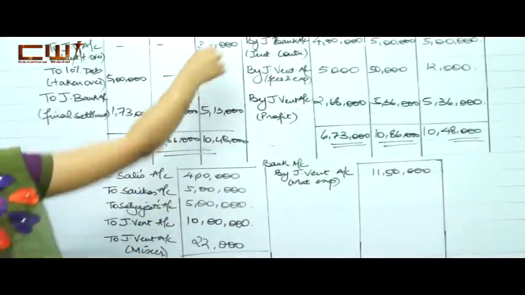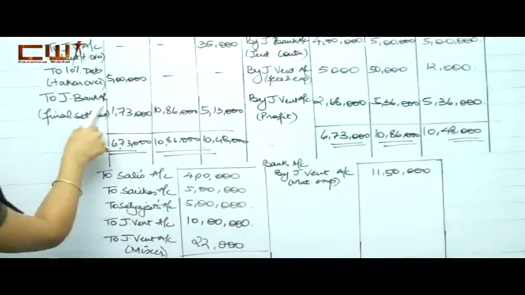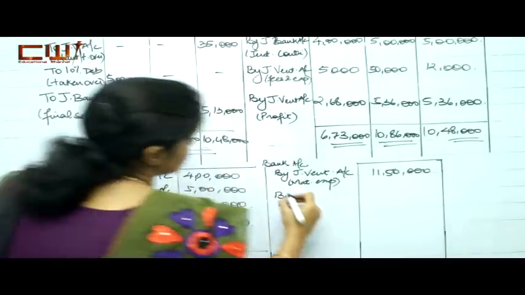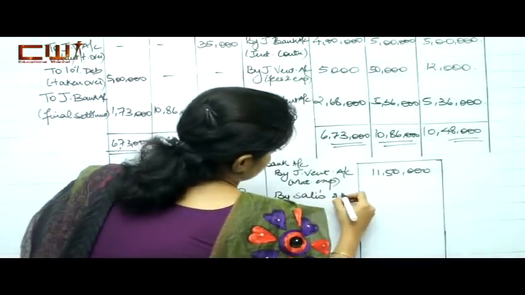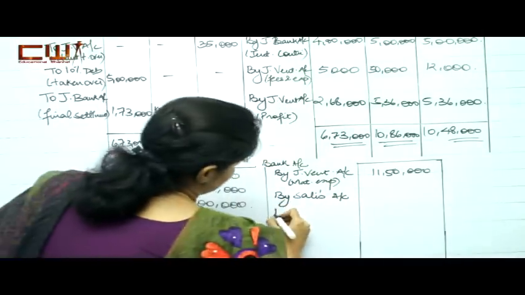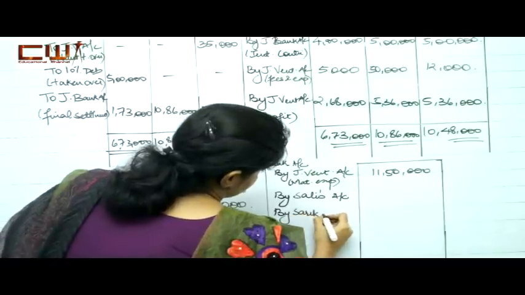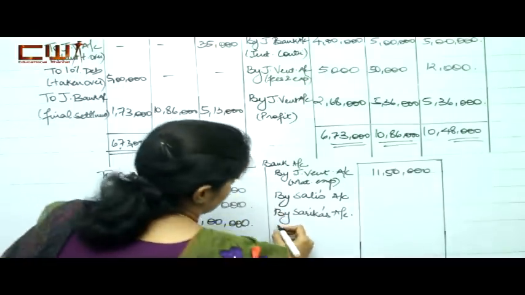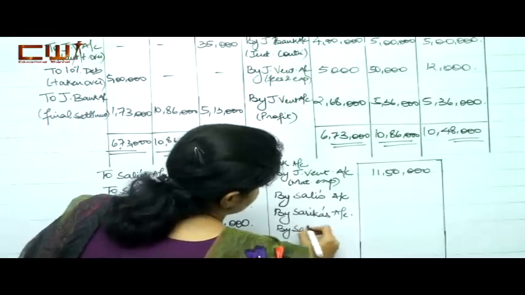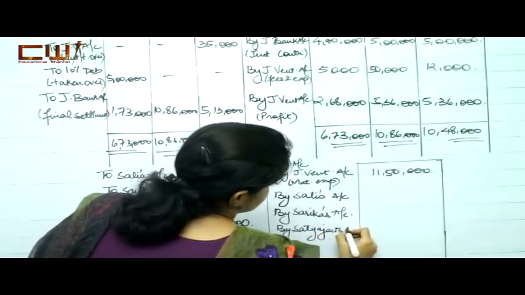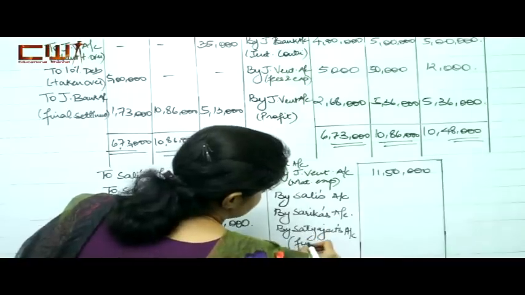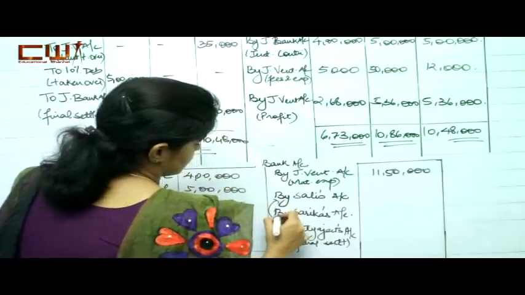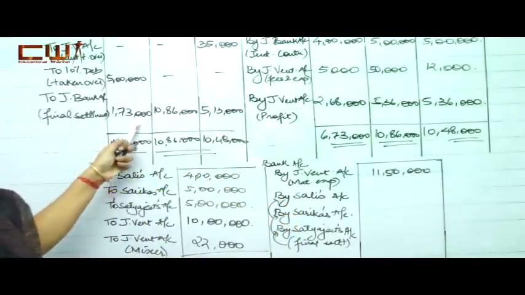You have all, see what you have written, co-ventures account to joint bank account. So in the bank account now you will mention this, right? By Salil's account, right? By Sarika's account, next by Satyajit's account. This is the final settlement. What all is there? This is the final settlement of this and this, right? How much? 1,73,000.